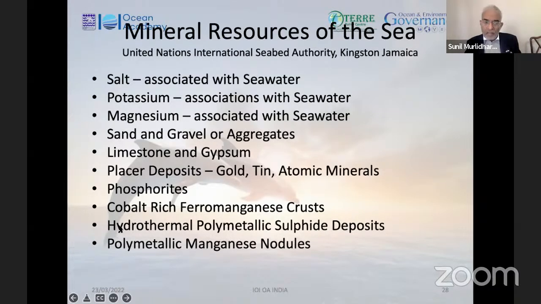Then you have hydrothermal polymetallic sulfides. I told you about the ring of fire and plate tectonics yesterday. These hydrothermal polymetallic sulfides come because of hydrothermal activities within volcanically active zones. And they create polymetallic sulfide deposits of copper, zinc, and so on. These are polymetallic sulfides with various elements, but you are more interested in things like copper, zinc, cobalt, molybdenum, and so on. So those are hydrothermal polymetallic sulfide deposits of the sea.